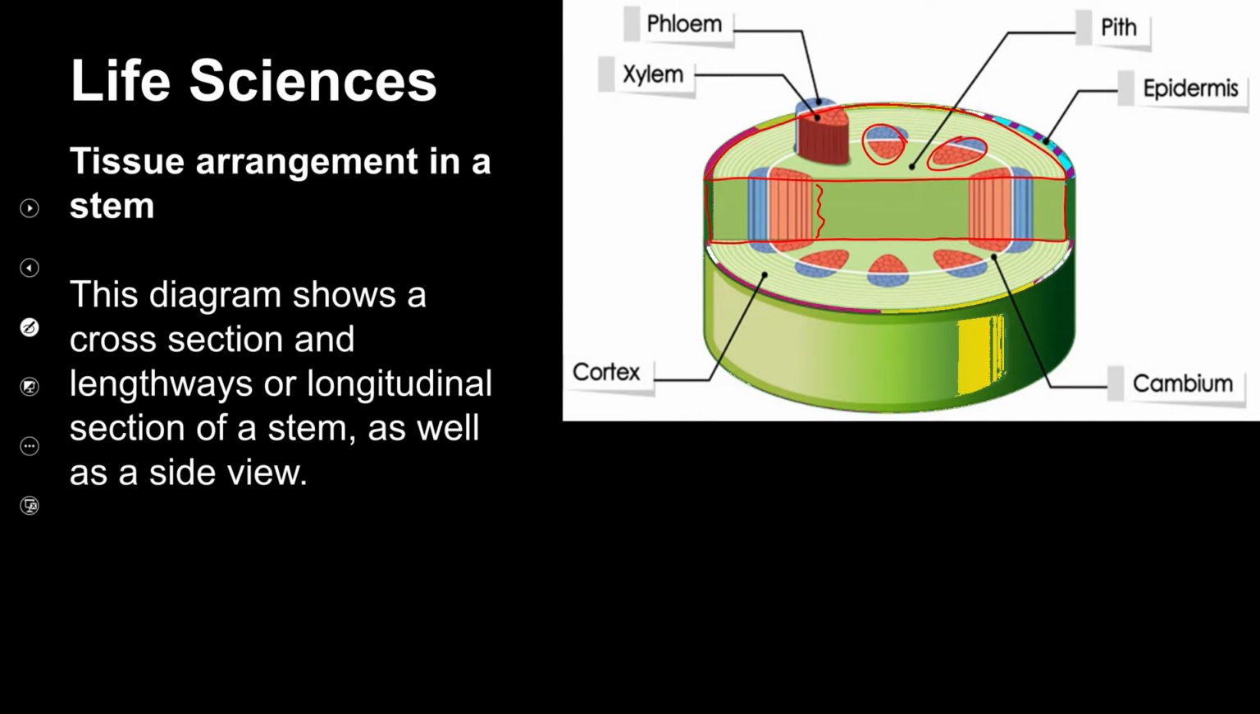Then, looking at the cell from the outside is called a side view. So this diagram shows us 3 different views of the arrangement of tissues in a stem.